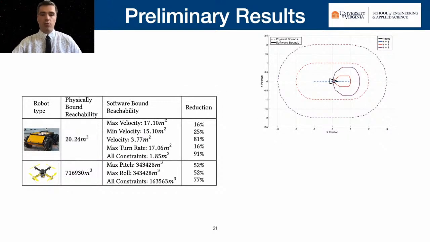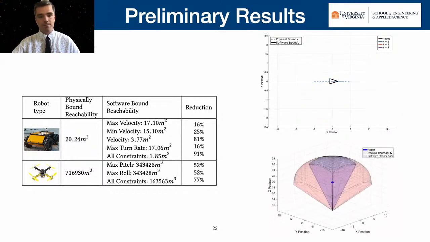For example, we showed the reachable set for the differential drive robot on the right. The reachable set using the physical bounds is a dotted line and the reachable set using the software bounds is a solid line. We find that for each time step, we can see a clear reduction in the reachable set. Moreover, we see that the reachable set at t equals 3 for the software bounds is smaller than the reachable set for t equals 2 using the physical bounds.